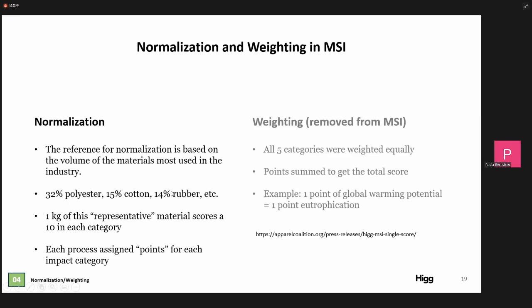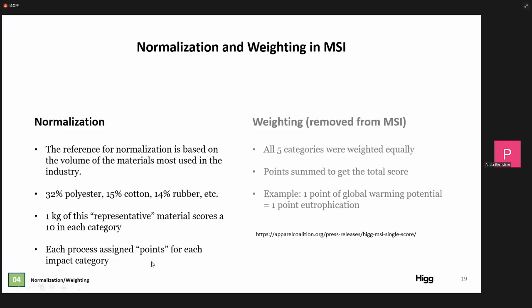There are other normalization systems out there that people use for normalization. Other common ones are like total emissions of the world per person per year. So you could compare your product or material against the world average for that point of reference. Again, you can read more about this in the MSI methodology document.